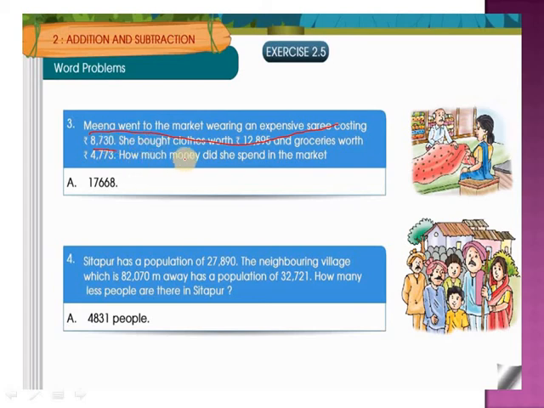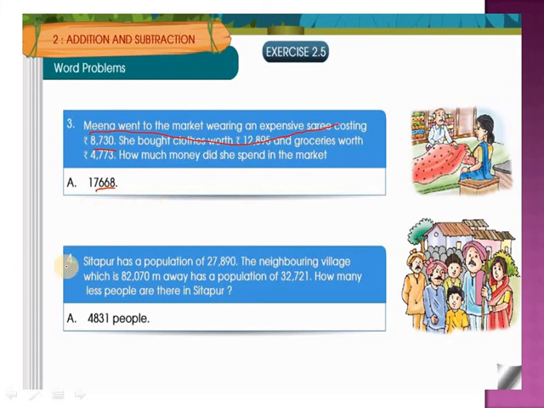So we have to find how much money she spent in the market. She bought clothes of rupees 12,895 and groceries 4,773. Now we have to add to find how much money she spent. When we add 12,895 plus 4,773, we will get 17,668. Okay, children? So you have to write here 12,895 plus 4,773. When we add, you will get 17,668 as the answer. So solve here and write here.